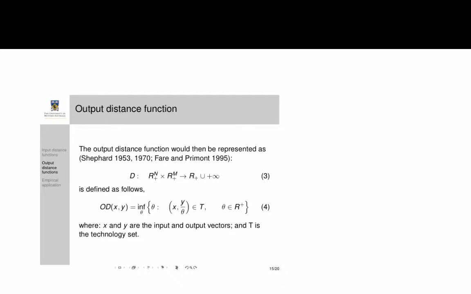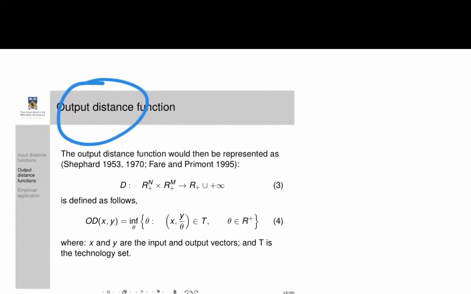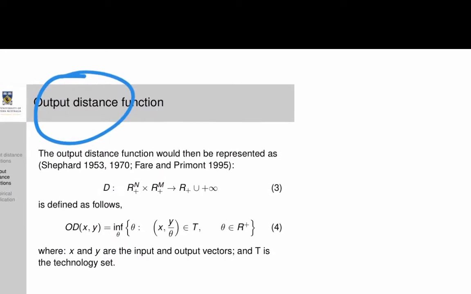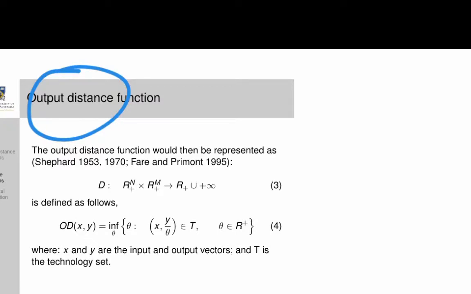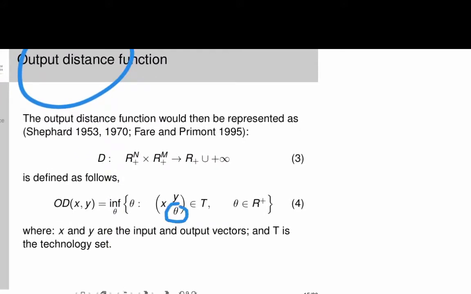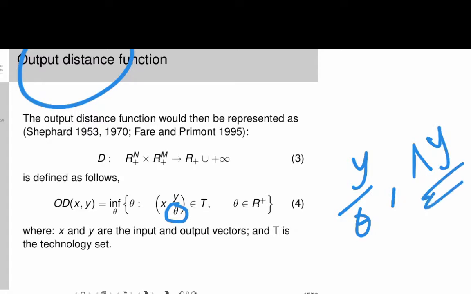Let's now look at the output distance function. Once you know what the input distance function is, it's very easy to think about the output distance function. The input distance function was based on deflating the input vector. The output distance function is based on inflating the output vector. And the inflation is happening by looking for the smallest factor by which you could deflate your output vector. That's the same thing as finding the smallest theta by which I could divide my output vector, which is the same thing as finding the maximum lambda by which I could scale it up. So we are talking about scaling up the output vector.